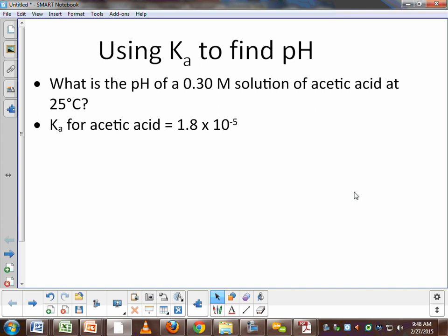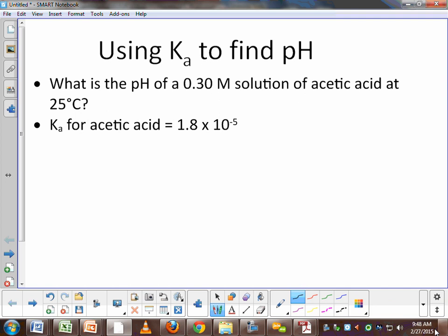feel comfortable doing. So what are the 3 steps to solving an equilibrium problem? Number 1, we want to write a reaction if one is not given, and oh look, one is not given. Number 2, we want to fill in an ICE chart. Number 3, we want to take the stuff from our ICE chart and plug it into the equilibrium expression. So write reaction, fill in ICE chart, go to the equilibrium expression.